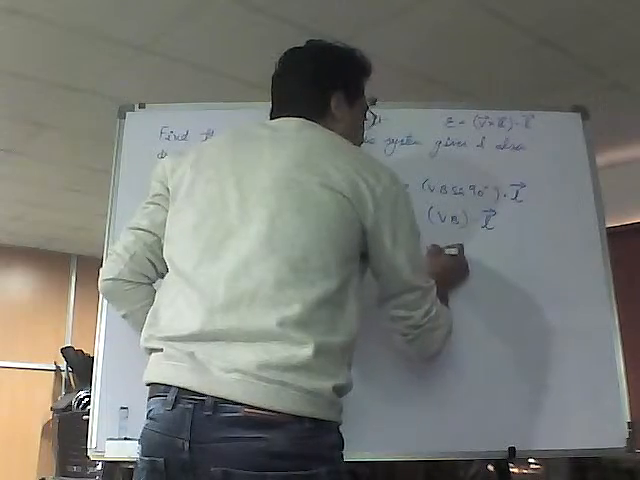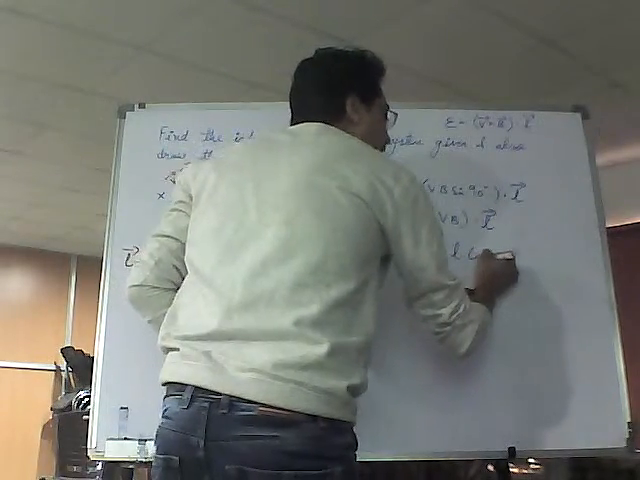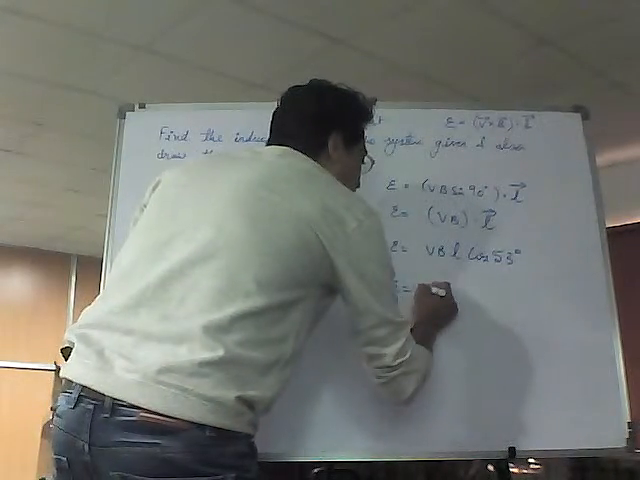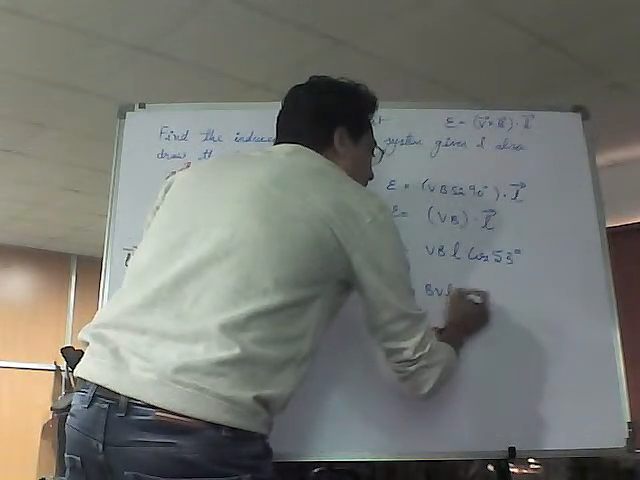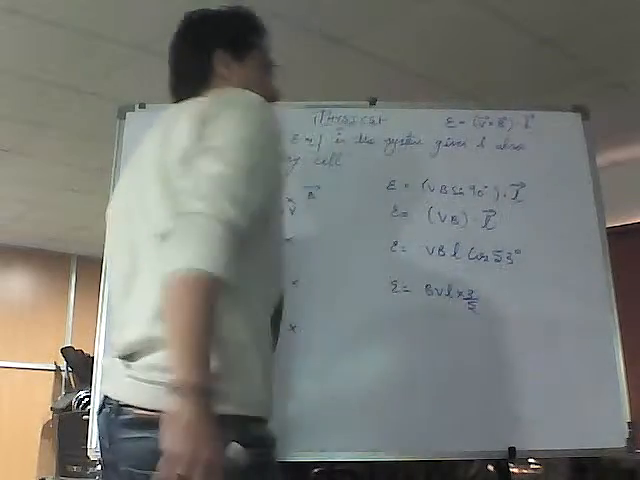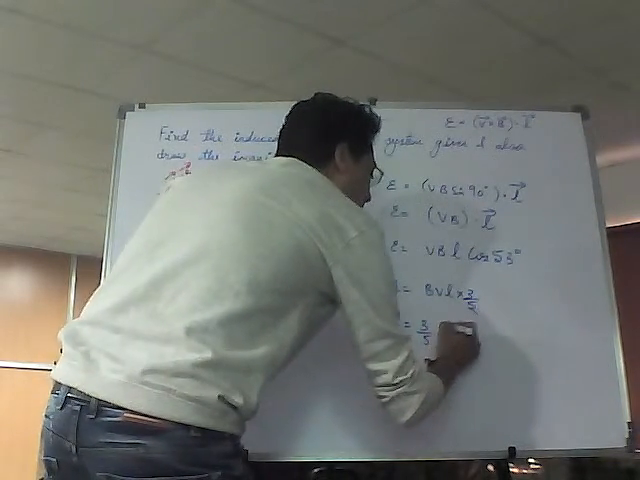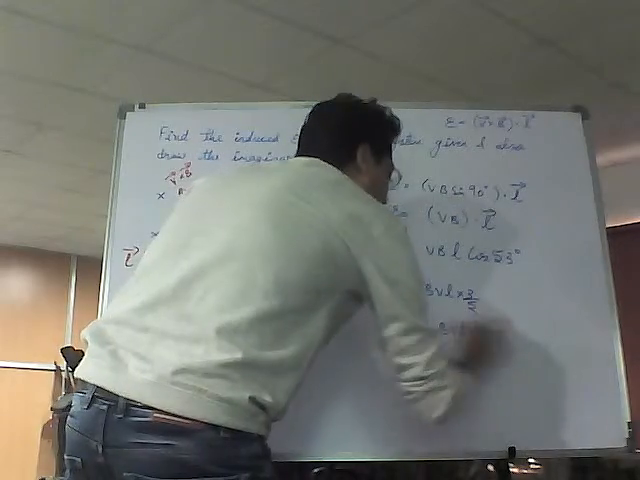E is equals to VBL cos of 53 degrees. Cos of 53 is 3 by 5. ठीक है? So E is equals to VBL into 3 by 5. That is 3 by 5 VBL volts.